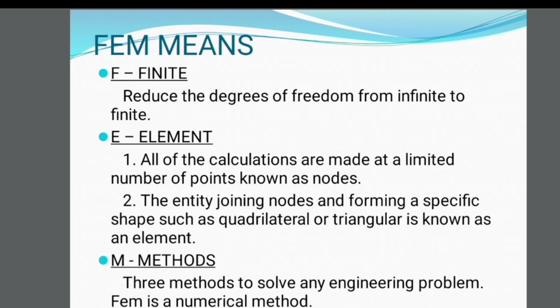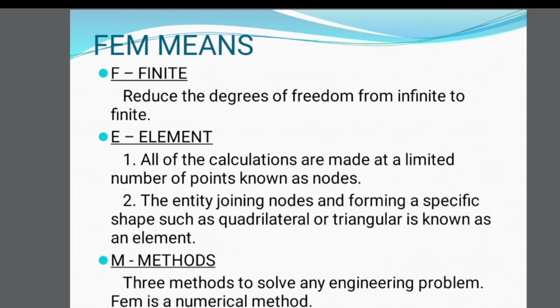The entities joining nodes and forming a specific shape such as quadrilateral or triangular is known as an element. Whenever these nodes are joined, one of the shapes is obtained. That shape is known as element. And the third one is method. Whatever engineering problems are there, they can be solved with the help of 3 methods.